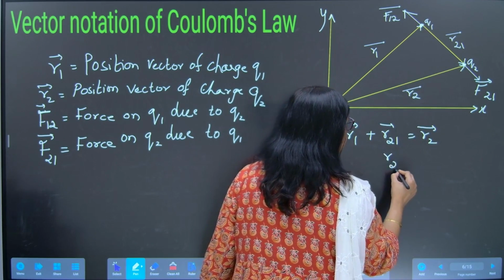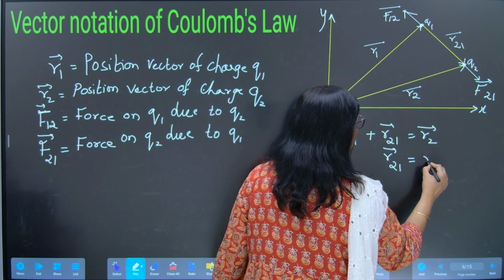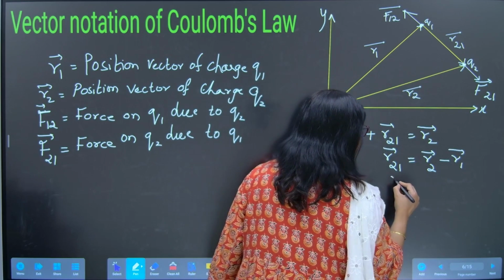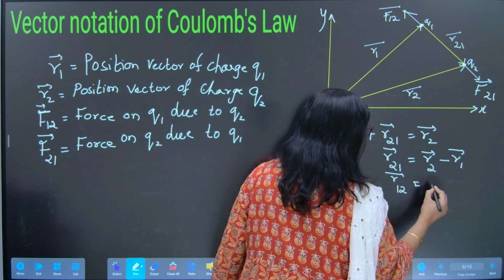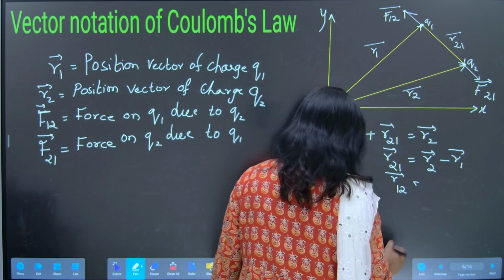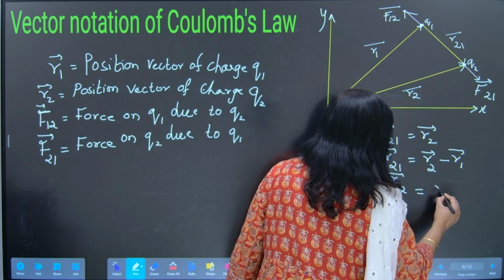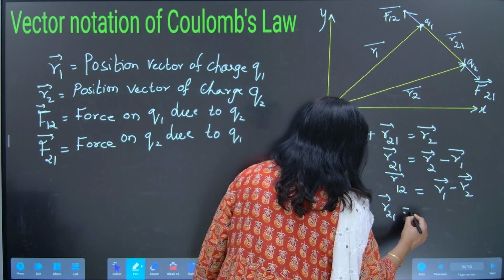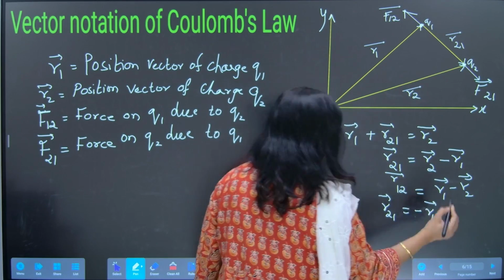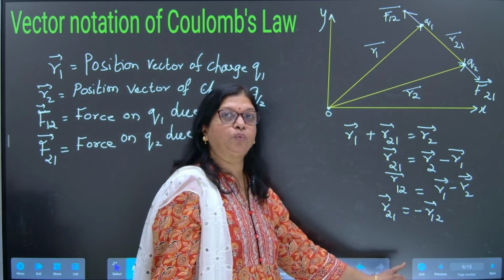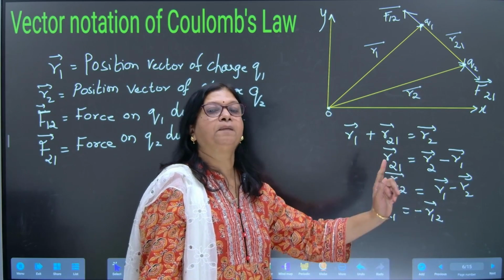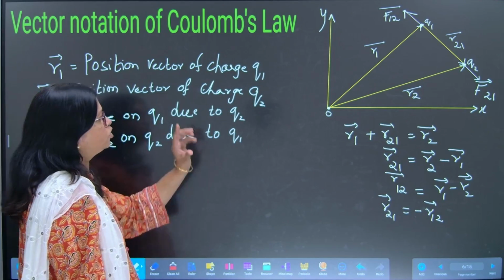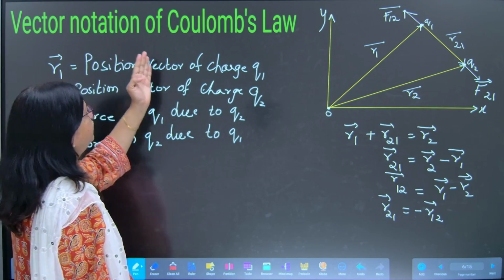From here, to make it simple, I can find the value of the resultant vector, which is R2 minus R1. Similarly, the value of R12 can be written as R1 arrow minus R2 arrow, which means R21 is equal to negative R12, which means that the magnitudes of R21 and R12 remain the same, but their directions are exactly opposite to each other. Now we come to the vector notation of Coulomb's law.